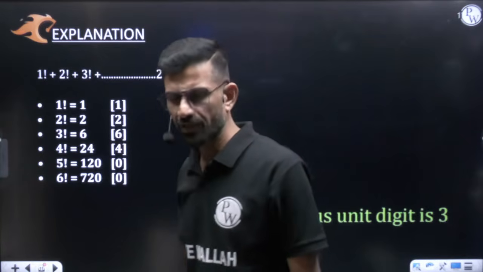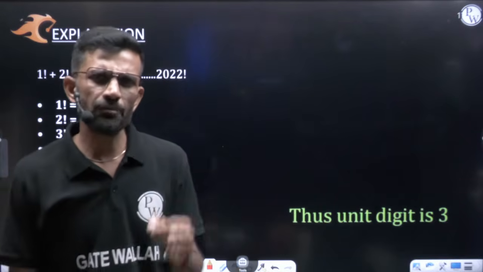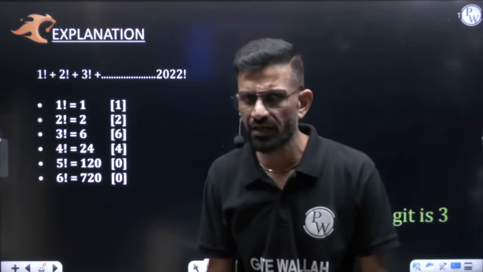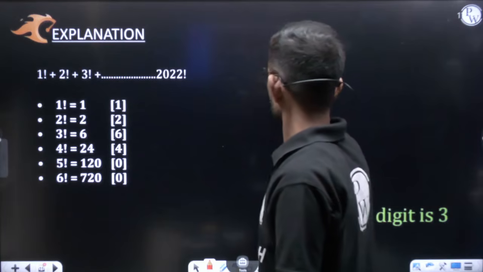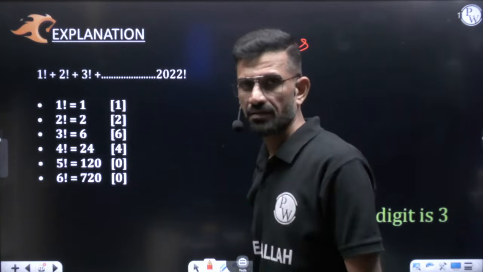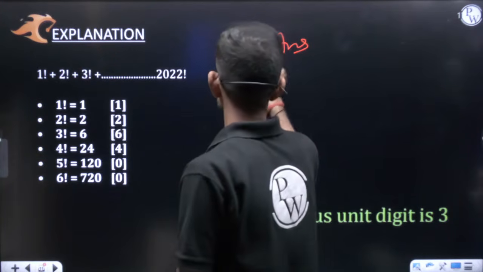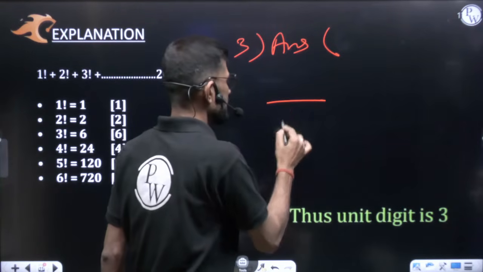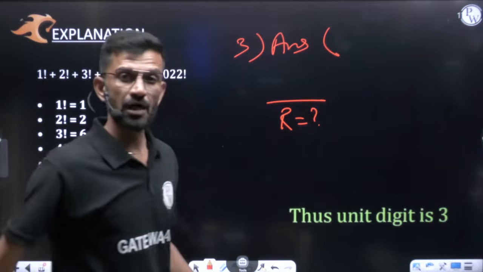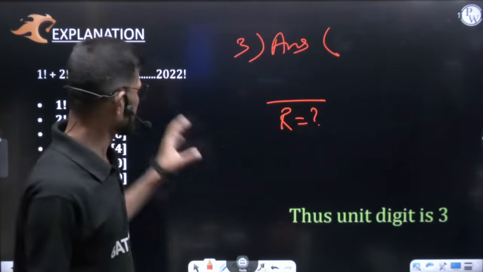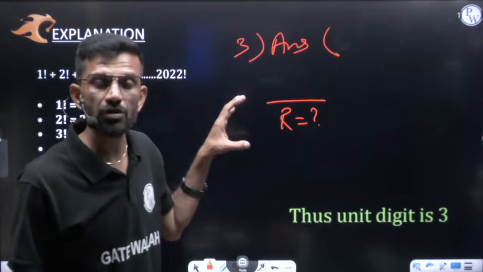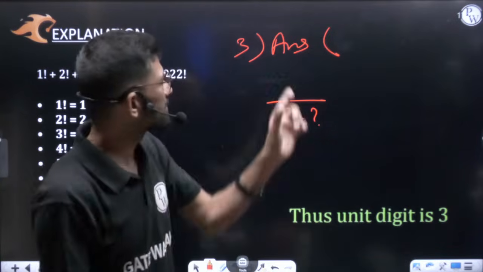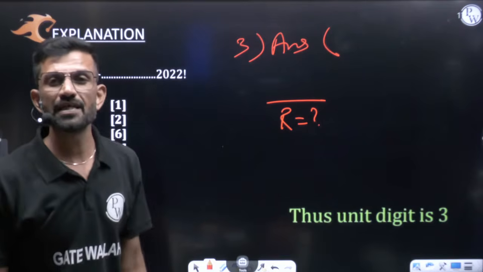Listen to the question clearly. The question goes like 1 factorial plus 2 factorial plus 3 factorial plus 4 factorial, like that. If we do up till 2022 factorial, we'll be getting some answer. When that answer is divided by 3, what will be the remainder? After finding all the factorials up till 2022 and adding everything, we get one answer. When it is divided by 3, what will be the remainder?